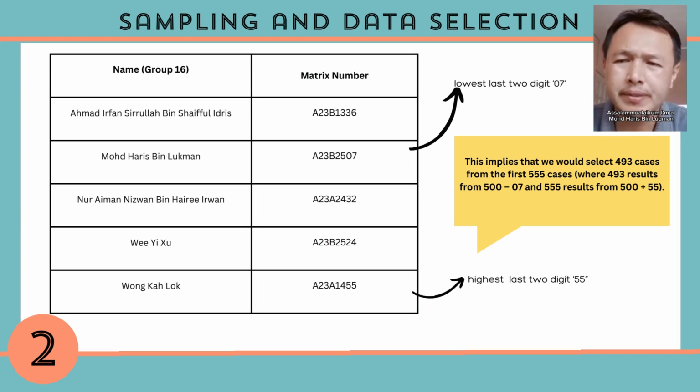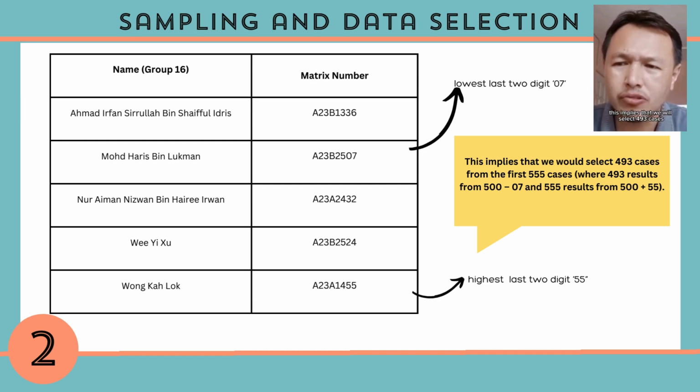Assalamualaikum, I'm Muhammad Haris bin Luqman. Now I will present on the sampling and data selection. To perform sampling of the data population of 1,338, we list down the matric numbers of our group members and extract the last two digits from all of them. Then take the smallest and the largest numbers from the extracted two-digit numbers and perform selection of cases in SPSS. Based on the table given, the last two digits of our group members' matric numbers are 36, 07, 32, 24, and 55. The smallest number will be 07 and the largest number will be 55.